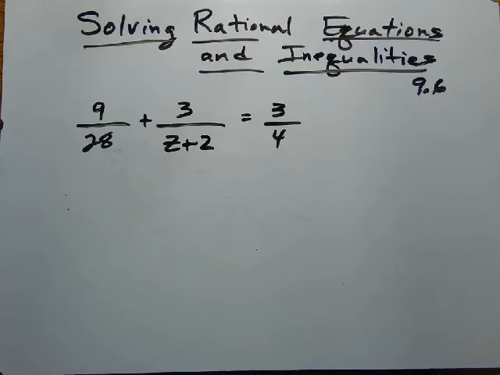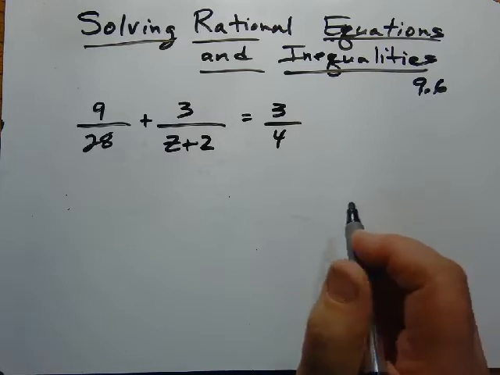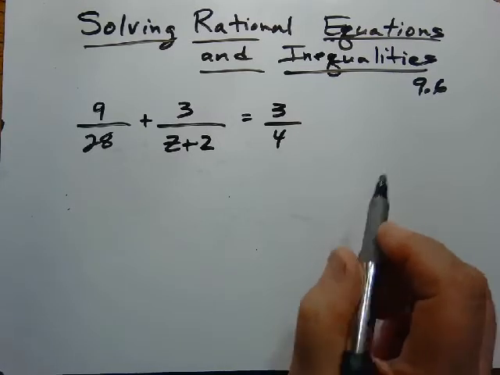Hi everybody. This brings us to the last section in chapter 9. Even though it is at the end of the chapter, it's probably the culmination of everything we've done mostly in this chapter, so it's a pretty important chapter. It's called Solving Rational Equations and Inequalities. The hardest part of this, I suppose, is coming up with that common denominator.